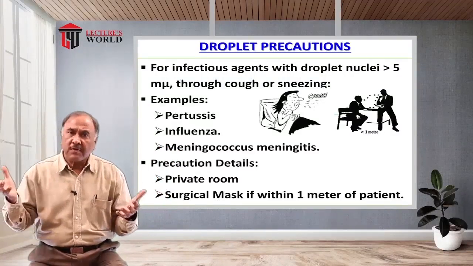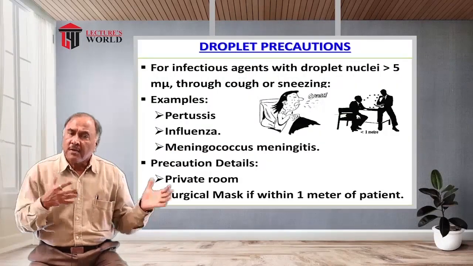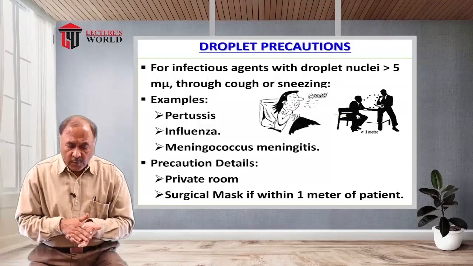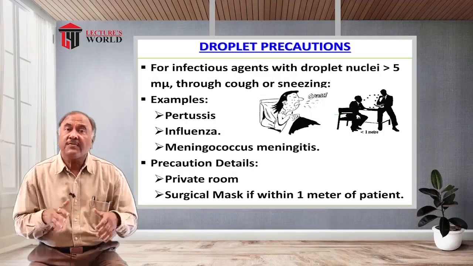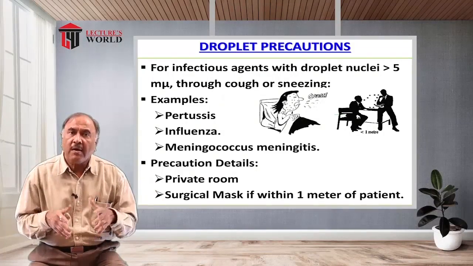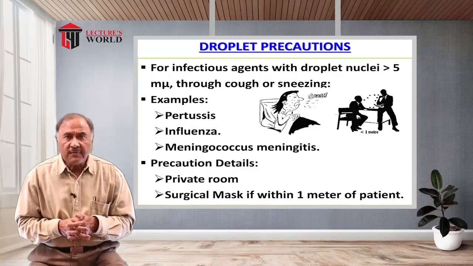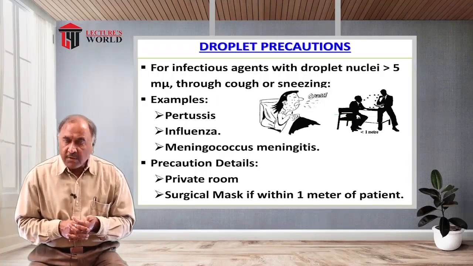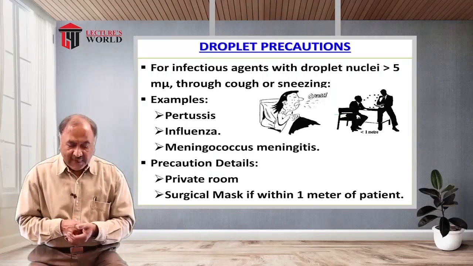The transmission also depends upon the air currents, use of fans or the wind current if it is an open space. So these droplet precautions are to be observed when such droplets arise in a ward or in a hospital setup. For example, these things are to be understood when you are dealing with pertussis, influenza, meningococcal meningitis, as well as the coronavirus. Okay.